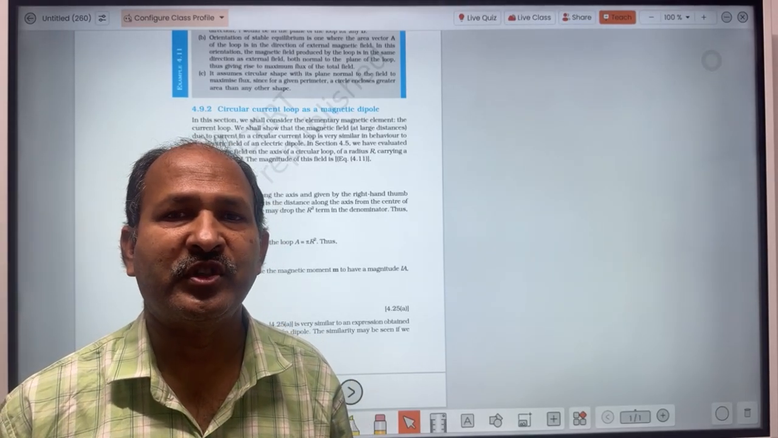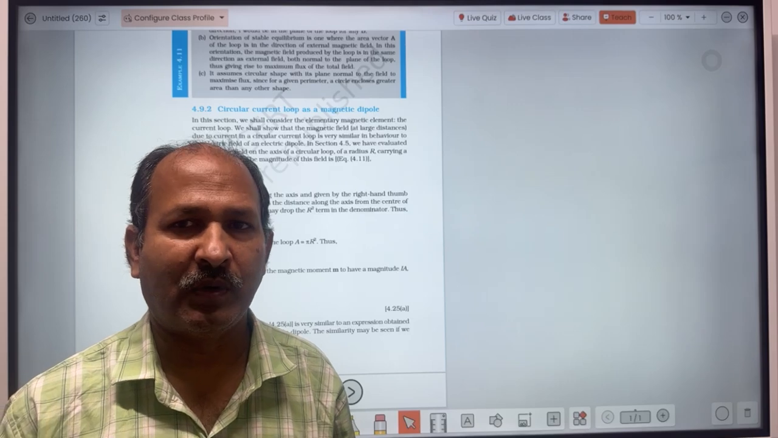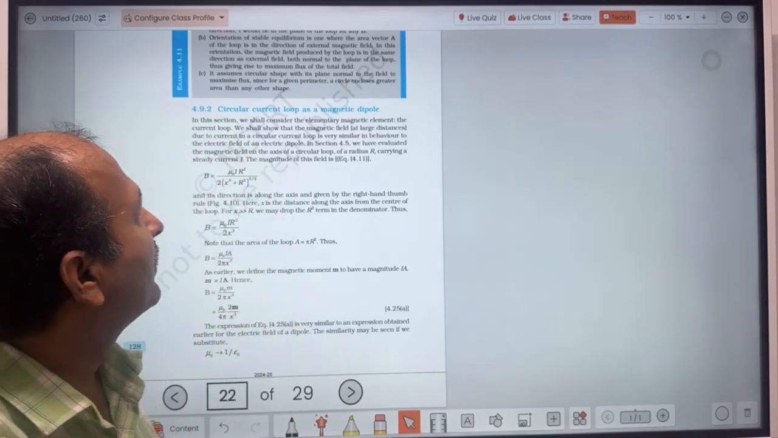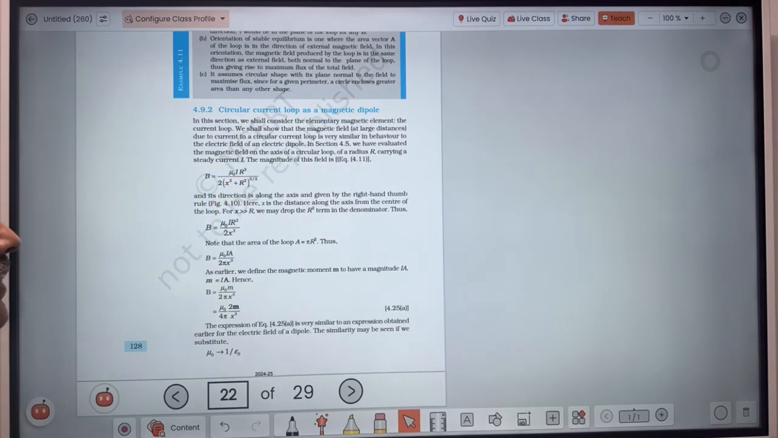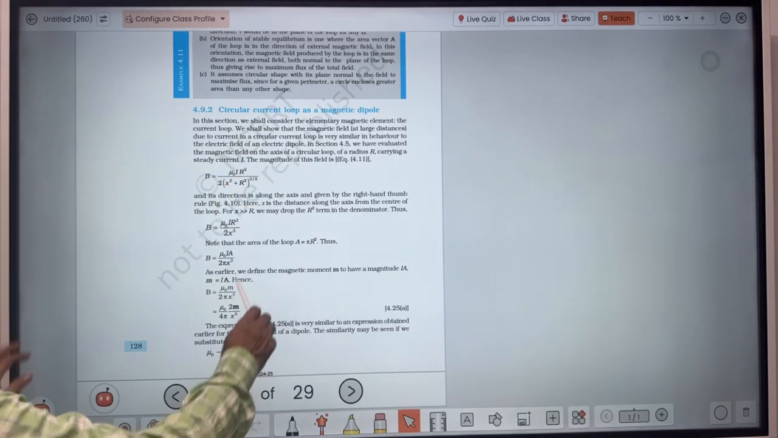We are going to continue with chapter number 4 of class 12 physics. So our topic is circular current loop as a magnetic dipole.